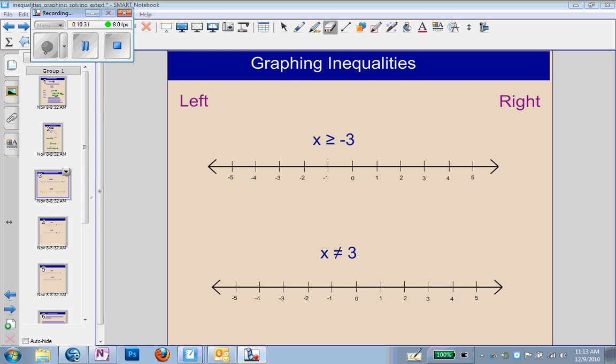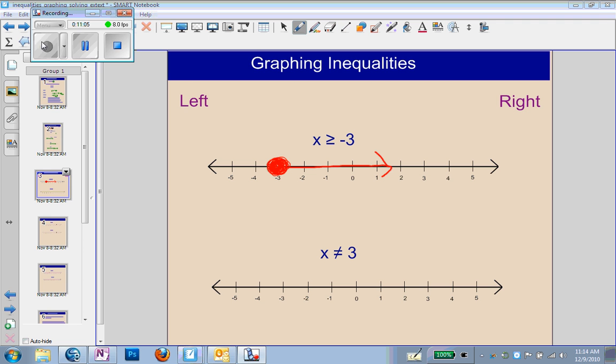In this first example, we have x is greater than or equal to negative 3. So we want to ask ourselves whether it's going to be an open or closed circle, and we then want to ask ourselves which direction the arrow is going to point. In this case, it's going to be a closed circle because we have an equals as part of our notation, x is greater than or equal to negative 3. So that's why we have a closed circle. And then the arrow is going to point in the positive direction since it's greater than.